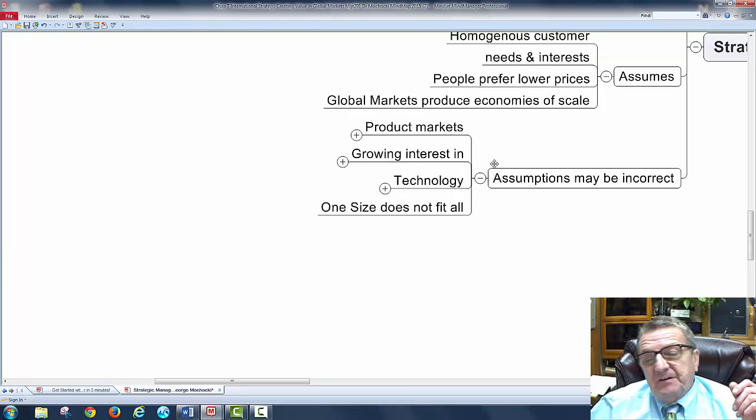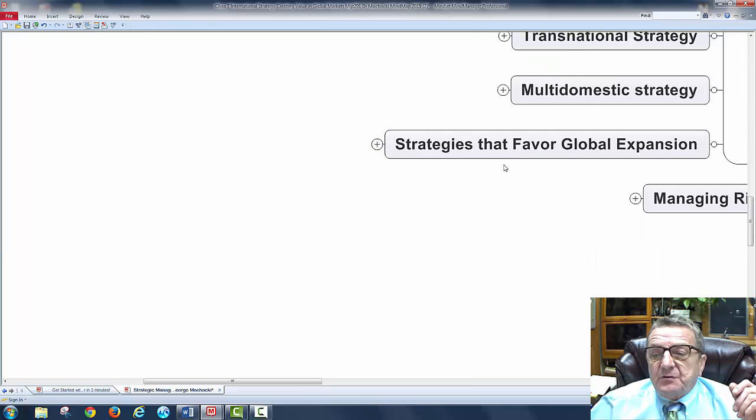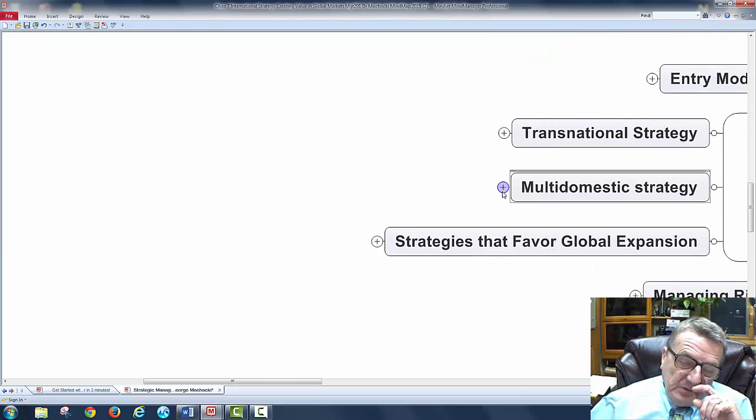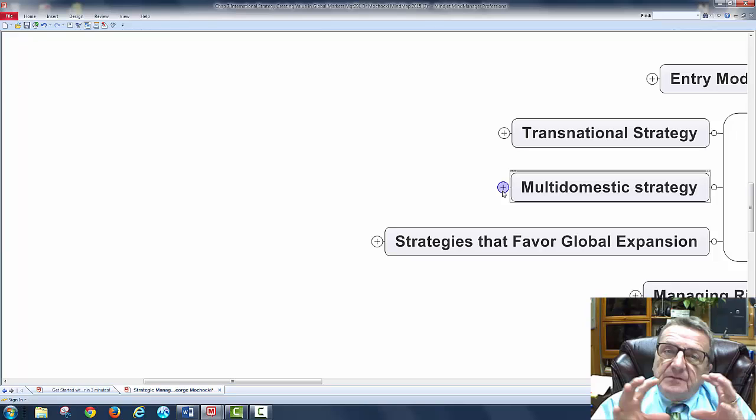One size does not fit all. Those are some of the assumptions. Okay, so we took care of that. And now strategies for multi-domestic strategy. Remember, the other ones were multinational, global strategies, globalization. I'm looking at the whole world. Now I may not be that large. I'm a small company, I'm a medium-sized company, and I want to fine-tune to a product or to a market that I understand. I may have some connection to that market.